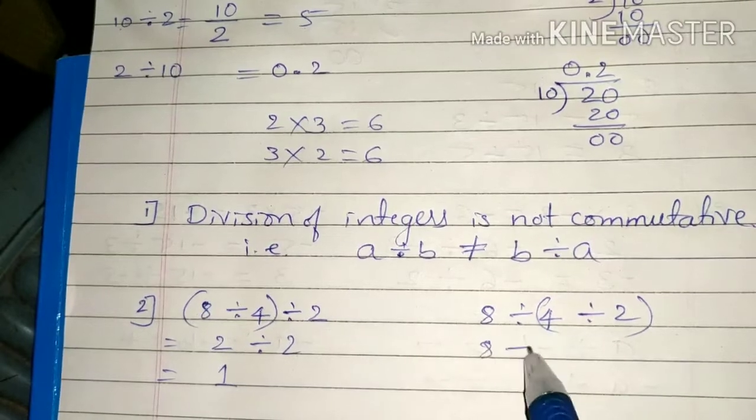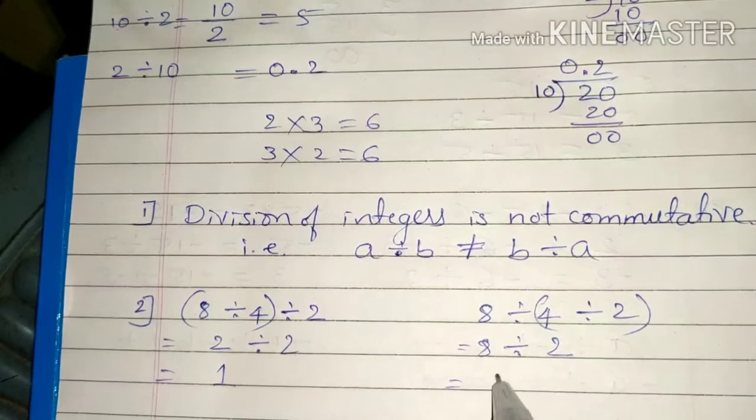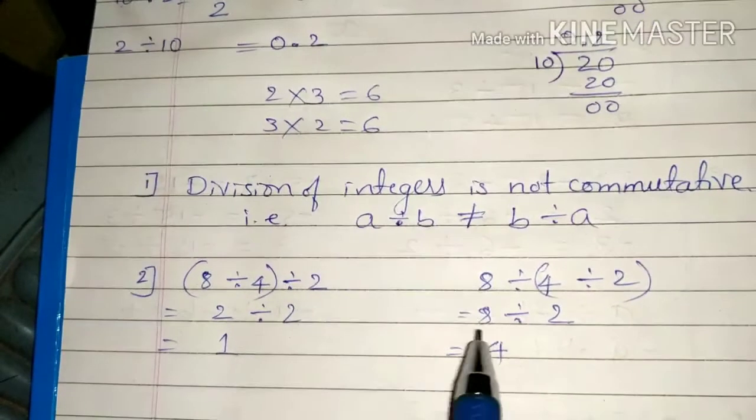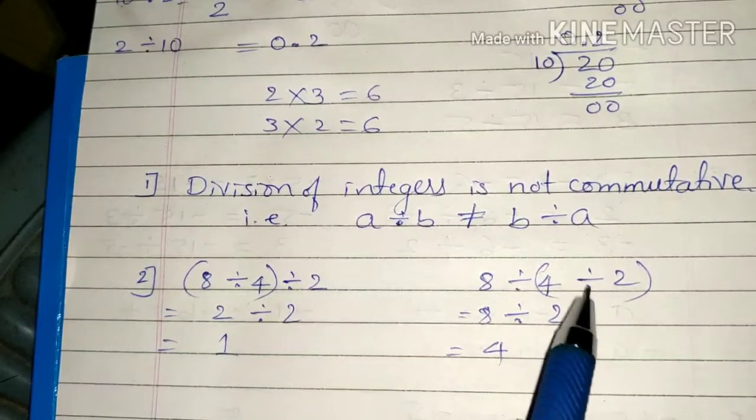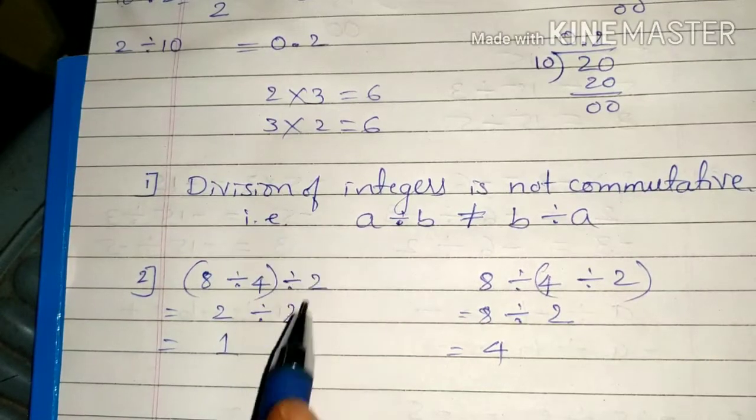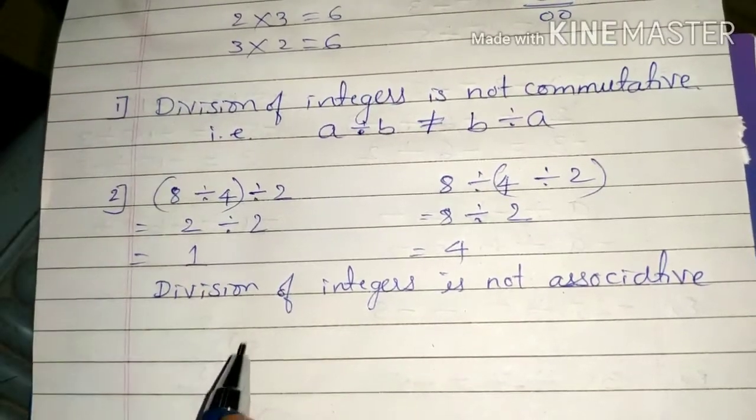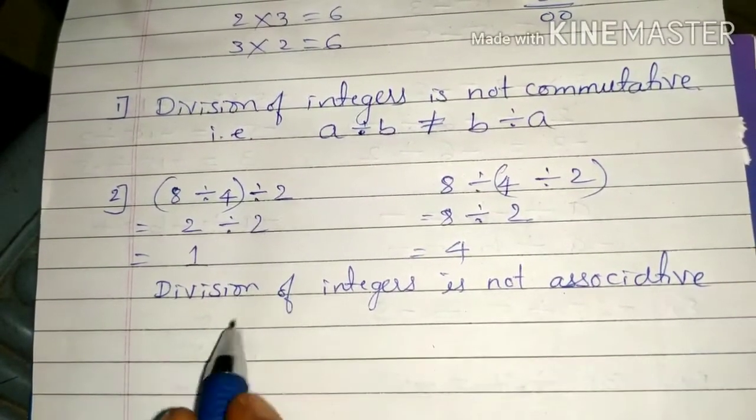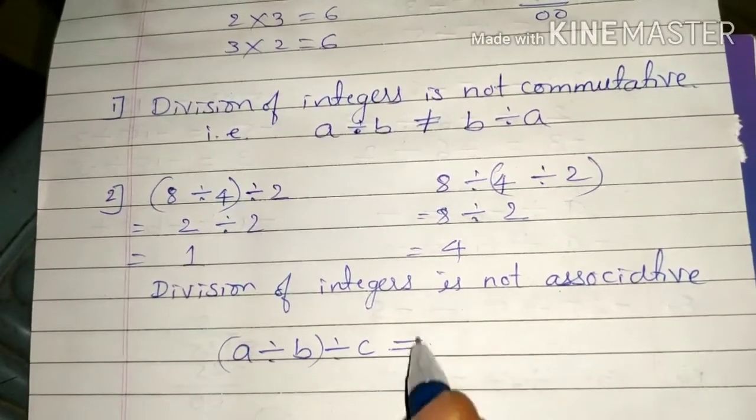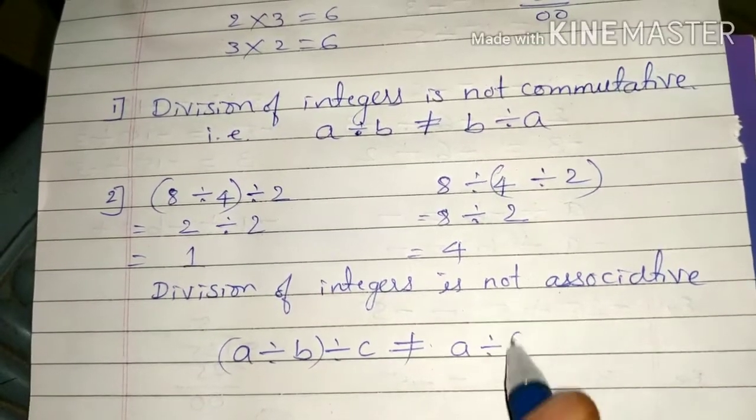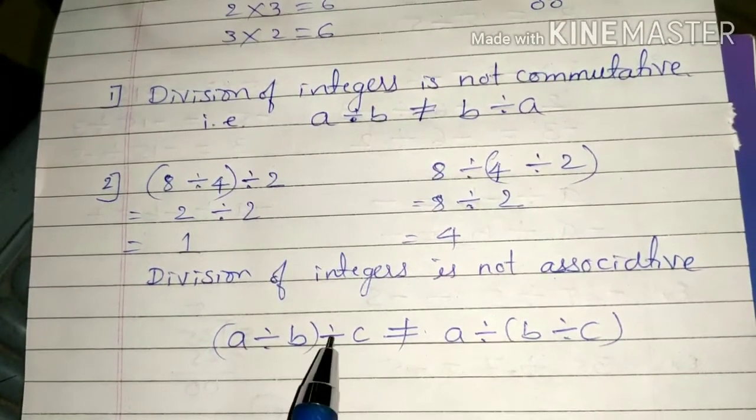Here 8 as it is. 4 divided by 2 is 2. 8 divided by 2 is 4. You can see these two answers are definitely different. Therefore the associative property does not hold for division. So you can say that division of integers is not associative. That is, a divided by b divided by c is not equal to a divided by b divided by c with the brackets moved. That is the conclusion of the second property.